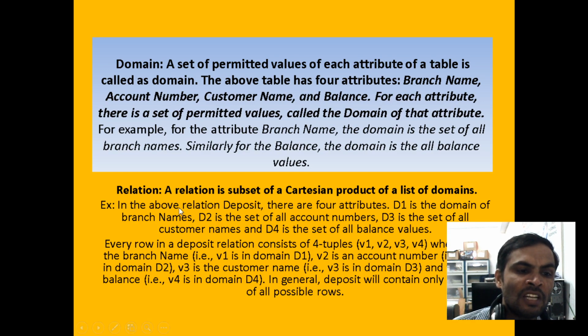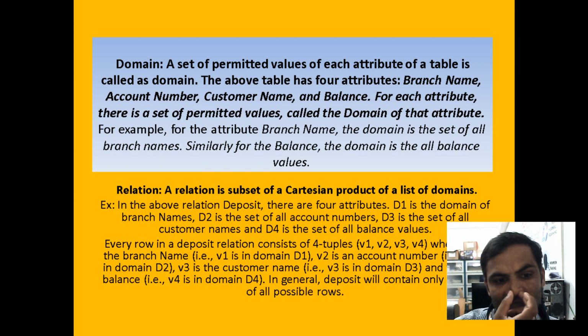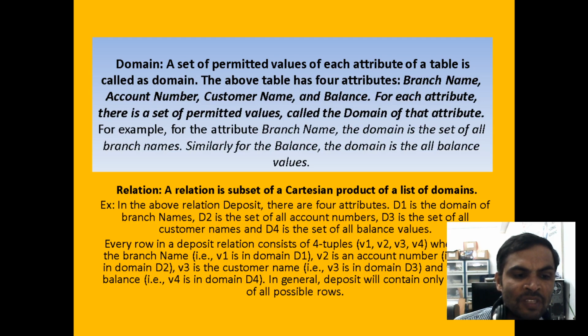For example, in the above relation deposit, there are four attributes. D1 is the domain of the branch name. D2 is the set of the account number. D3 is the customer name. D4 is the balance. Now a relationship exists between the customer and the deposit. Each row under the deposit relation consists of four values, V1, V2, V3, V4, which we call a tuple.